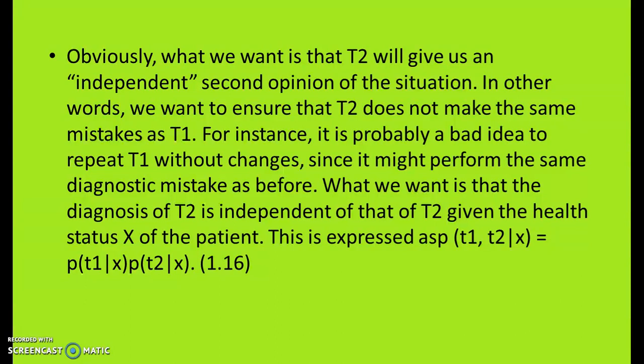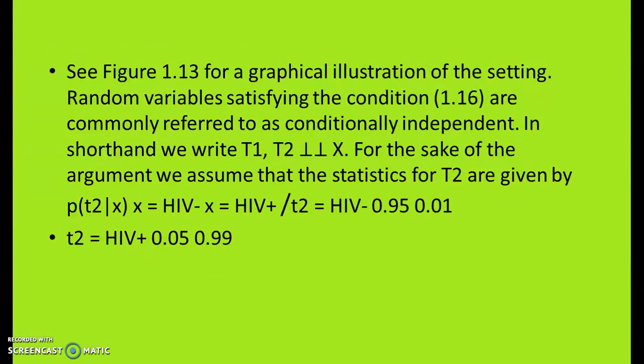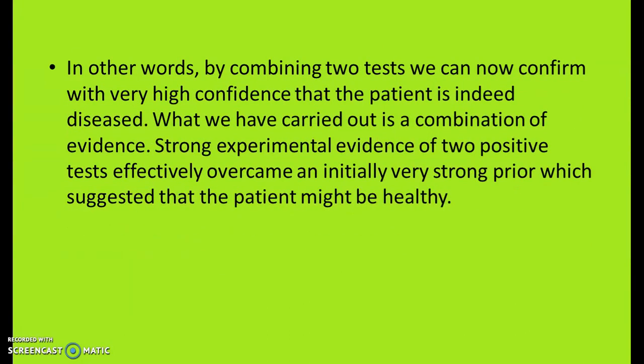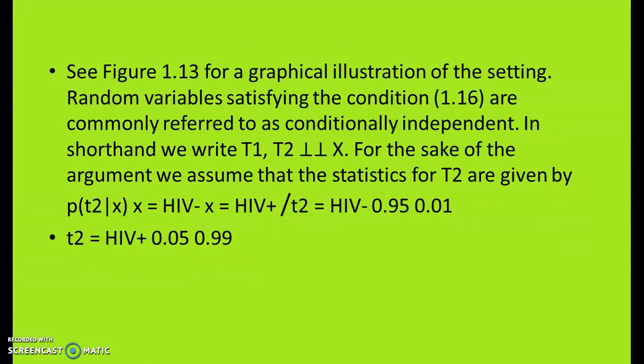So this is expressed as P of T1, T2 given X equals probability of T1 given X times probability of T2 given X, equation 1.16. If we see the coming figure, we'll be discussing the figure, a graphical illustration of the setting. Random variables satisfying the condition 1.16 are commonly referred to as conditionally independent. In shorthand, we write T1 independent of T2 given X.